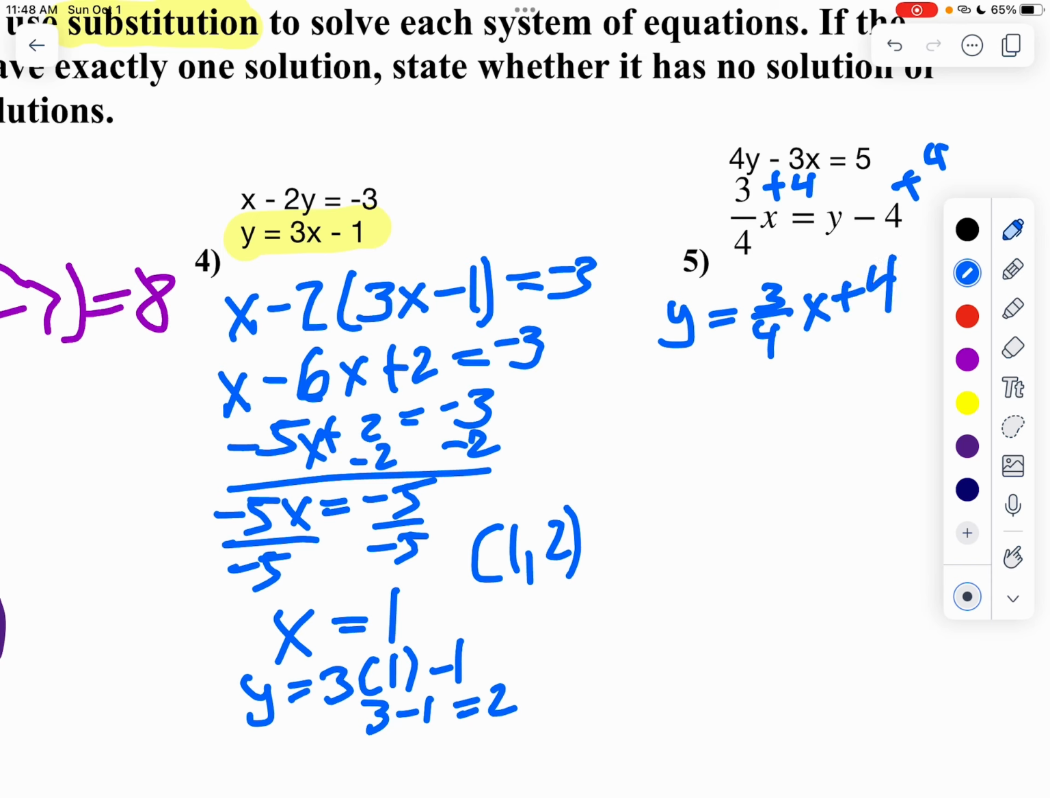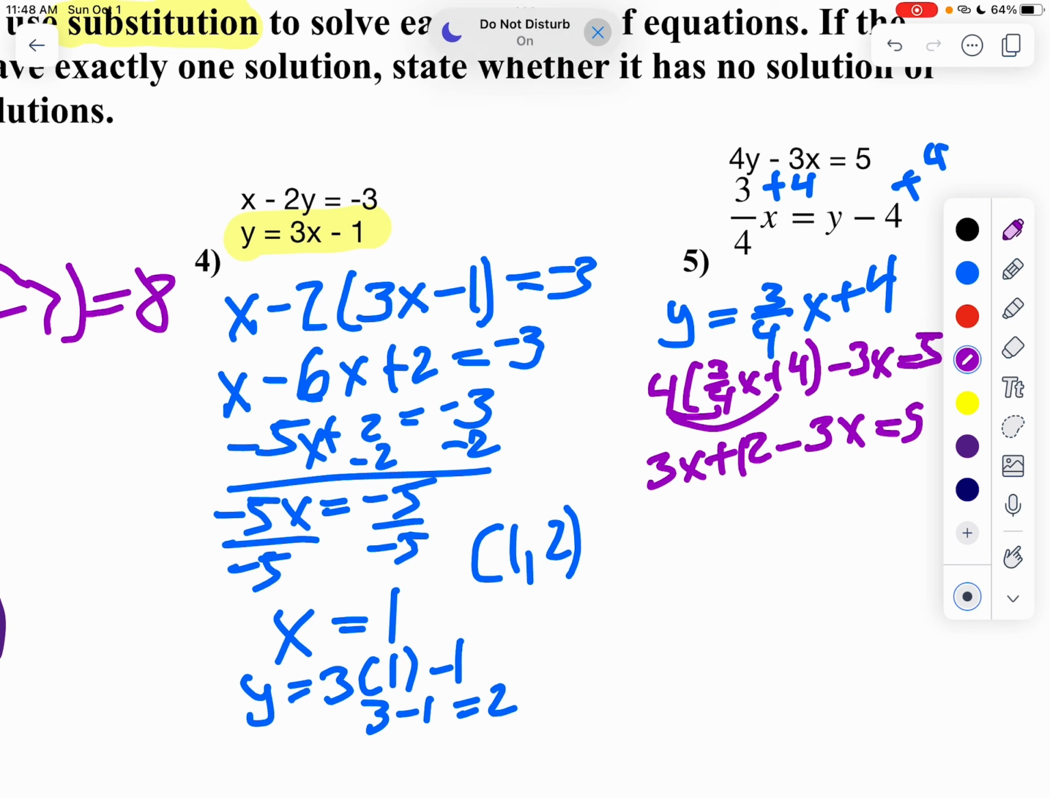And then in the first equation, I'm going to write y as 3/4 x plus 4. So in the first equation, I'm going to go 4 times 3/4 x plus 4 minus 3x equals 5. Well, let's distribute that inside. So we're going to get 3x plus 12 minus 3x equals 5. Simplify that. Look, we get 12 equals 5. 12 does not equal 5, does it? So this is a no solution problem.